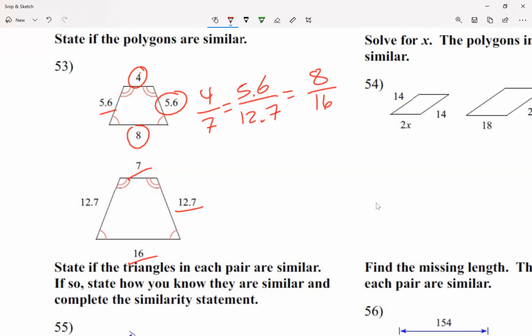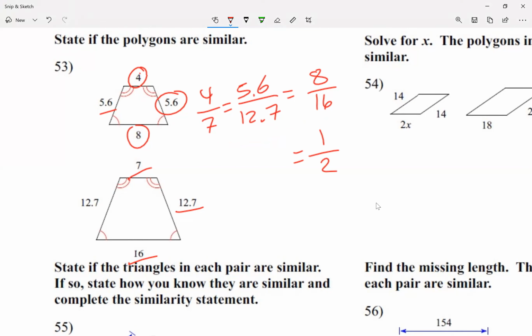Another thing I can do is check two fractions at a time. I can cross multiply. If I wanted to check, for example, the first two fractions, I could cross multiply and I should get the same result. So 4 times 12.7 should equal 7 times 5.6. Then I check the last two. But in my case, I'm going to simplify. The last fraction is easy to simplify: 8 over 16, I'm going to simplify as 1 over 2. I divided each number by 8.